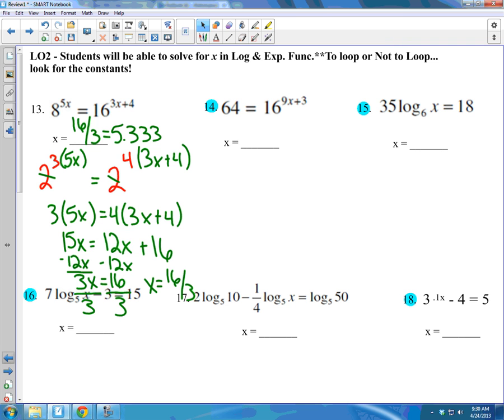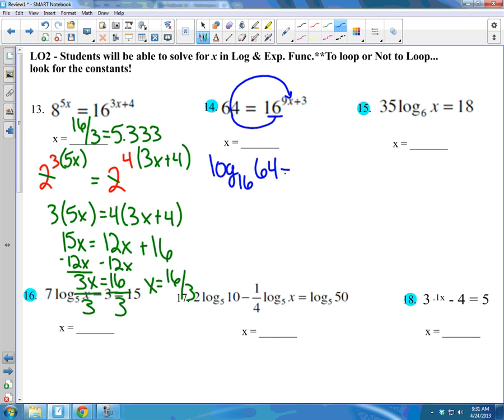14, I have a constant, so I'm going to loop. Now remember, you start with the base and you loop towards and you go around the equal sign. And don't forget, you're looping it into a log, not back into an exponent. So the base of the problem is 16. That's going to become the base of the log. Then I go towards and around the equal sign, and then that will equal my exponent.